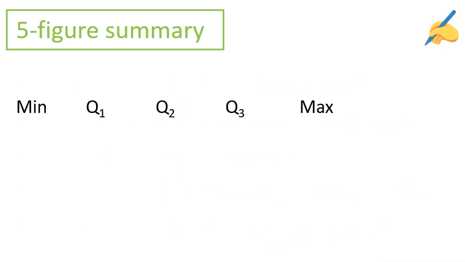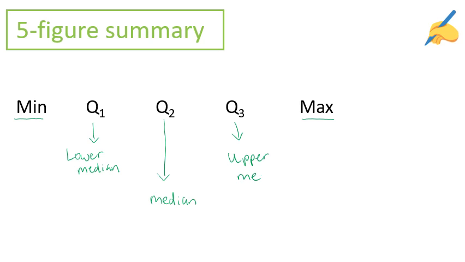So if you're a visual person, this is what the 5-figure summary will look like when the data is in order from smallest to largest. So the smallest number is like the minimum down this end, and up the other end, the biggest number is the maximum. In the middle is our median at Q2. And then we've got down here the median of the lower numbers. So lower, median, and Q3 is the median of the upper numbers. So upper median.